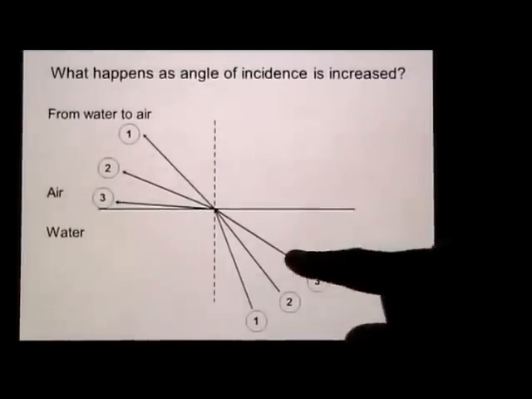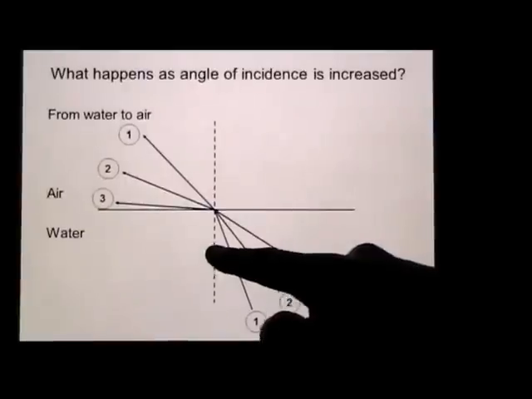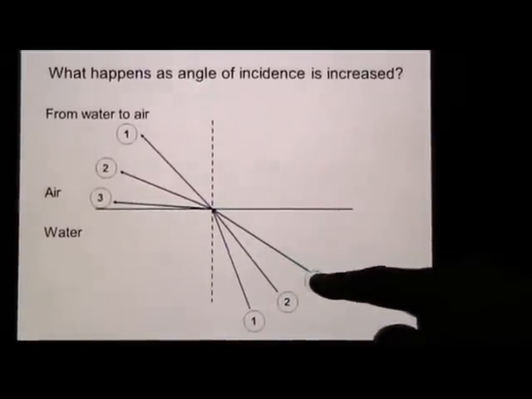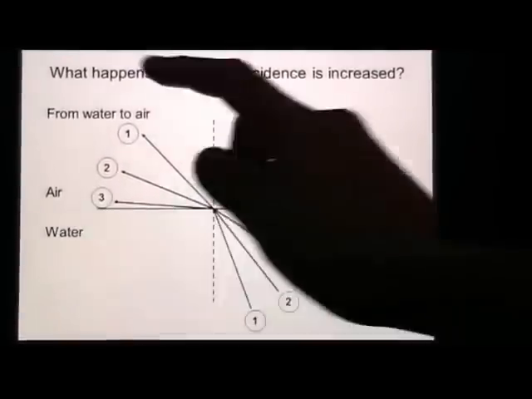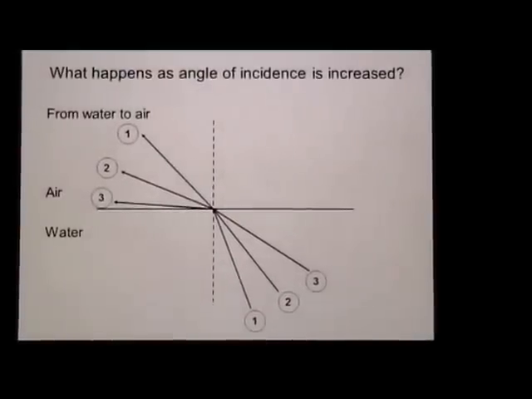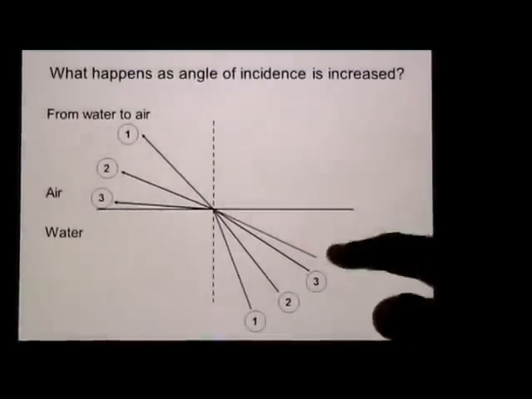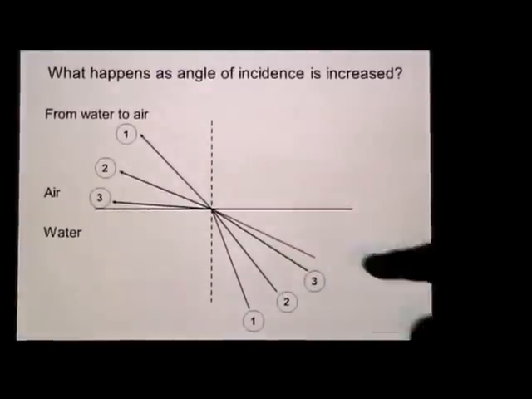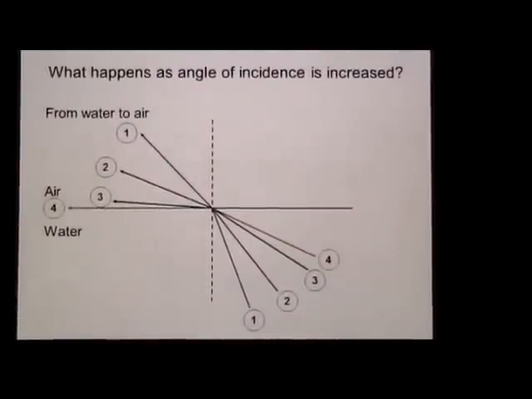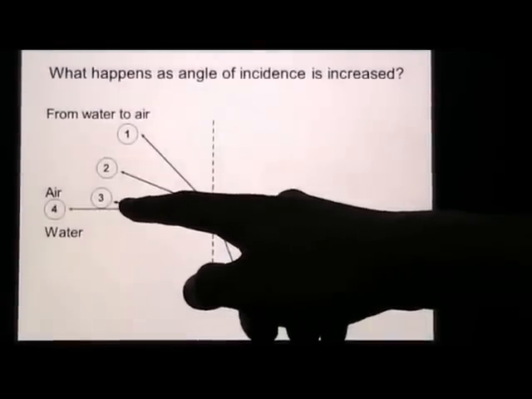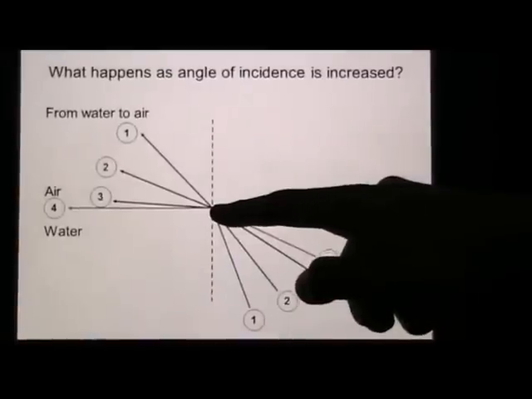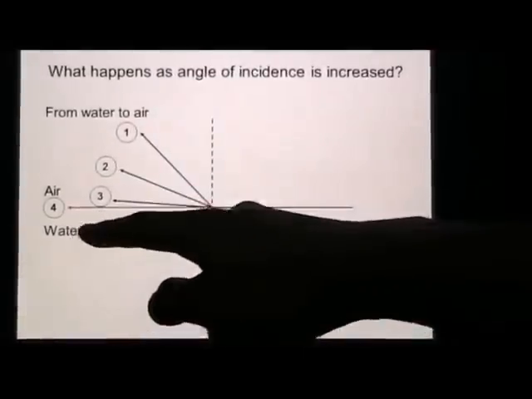Now, as you can see, at this angle of incidence for 3, the refracted ray is almost touching the air and water boundary. So what if I increase the angle of incidence to 4? This is what will happen. The refracted ray is going to bend down further, and then it's going to touch the air and water boundary.